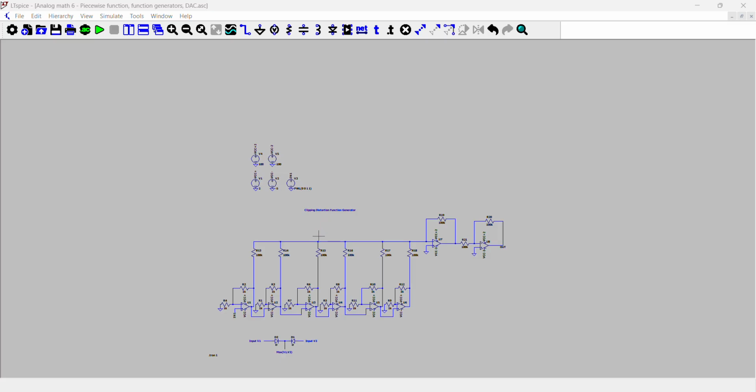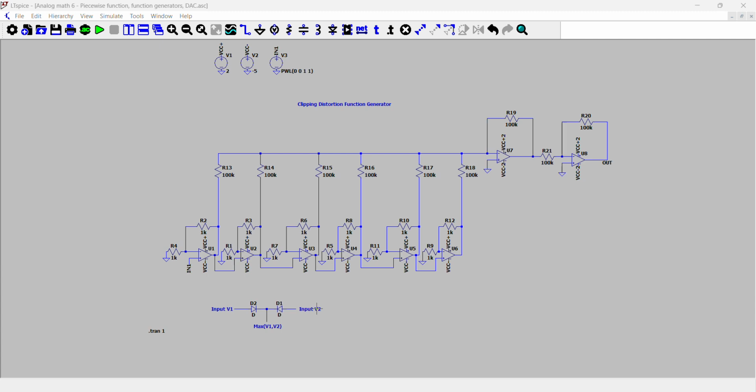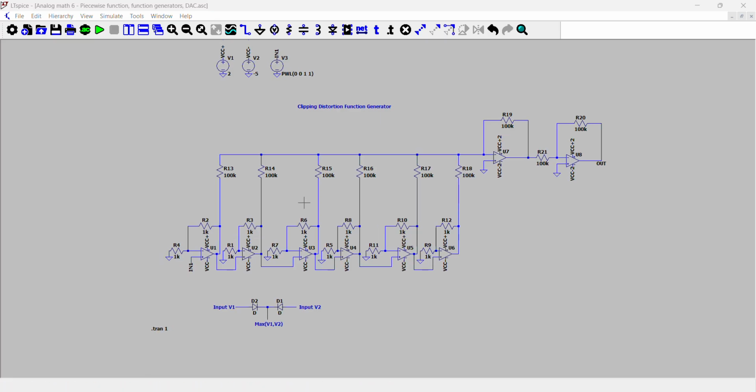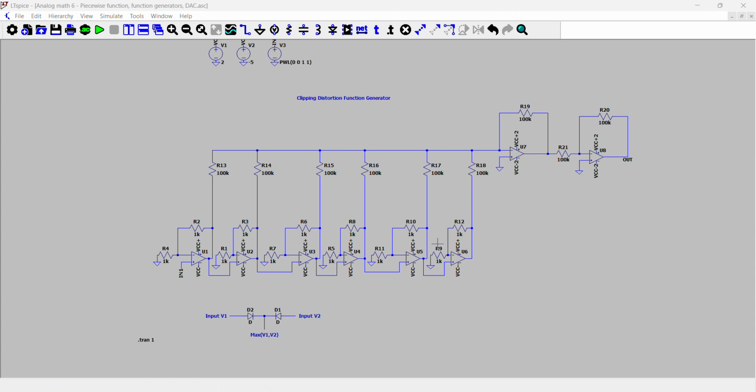So first of all, I'm going to show a way to generate any function using the clipping on amplifiers. What I have here is a series of amplifiers where the gain of an input signal passing through here is multiplied by some factor. So here it's multiplied by 2, and then this is multiplied by 2 again, and then this is multiplied by 2 and 2 and 2 and 2 and so on.